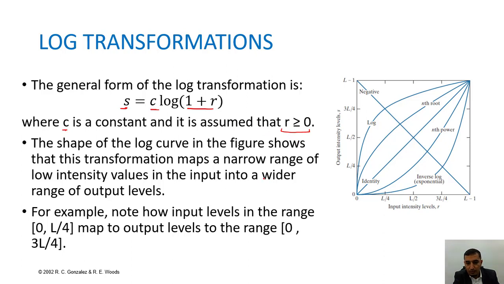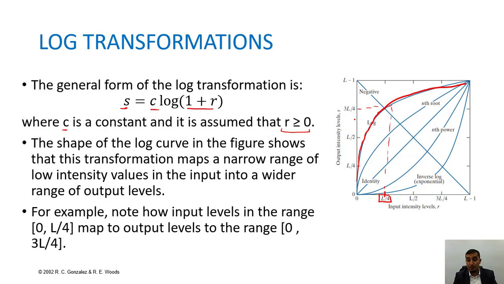Now, the shape shows in the figure the transformation. Let's take this log function over here. Now, this log function, if you pay attention over here, let's take this L over 4. The L over 4, if we see, it will be mapped to 3L over 4. That means the picture becomes lighter.